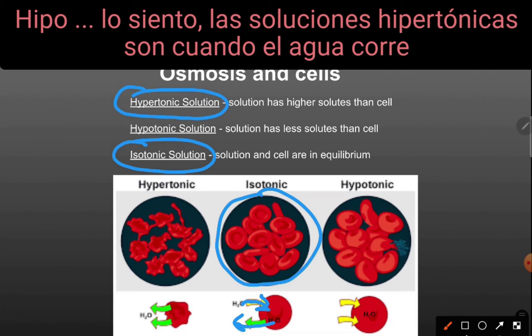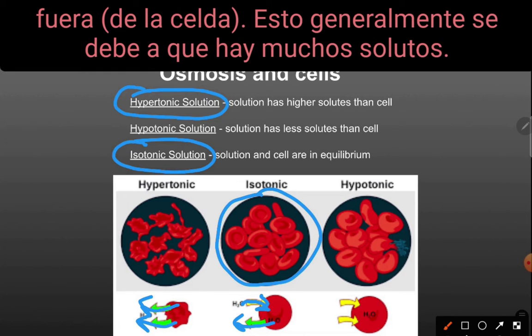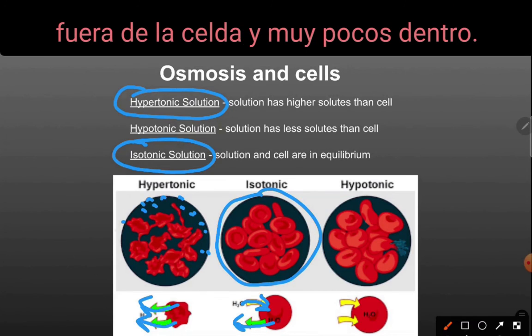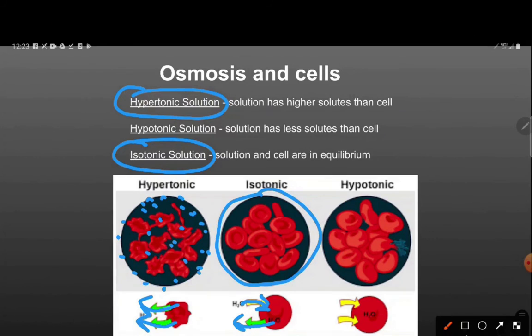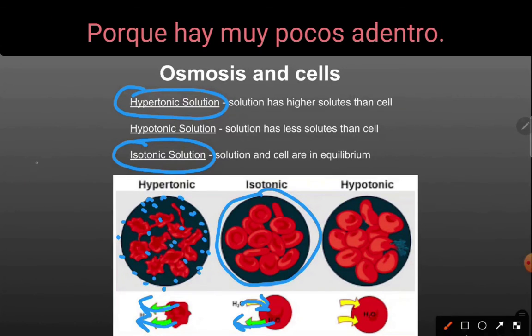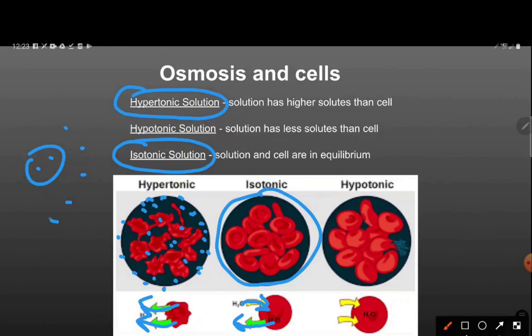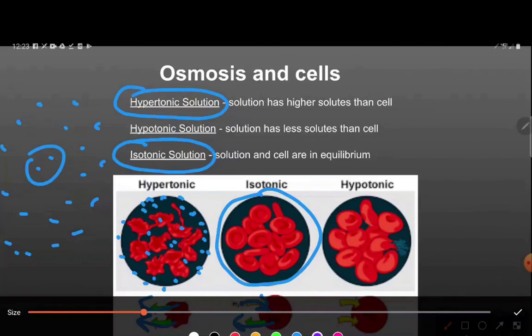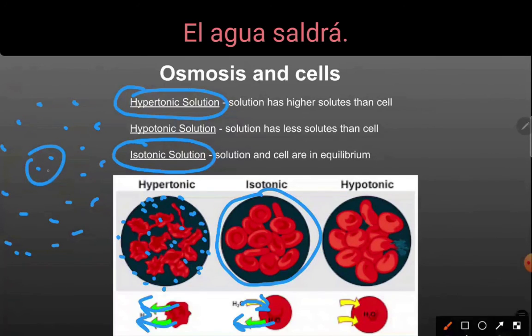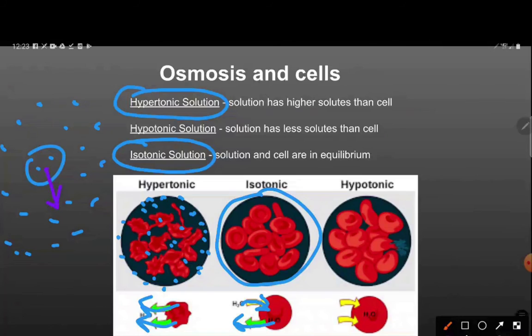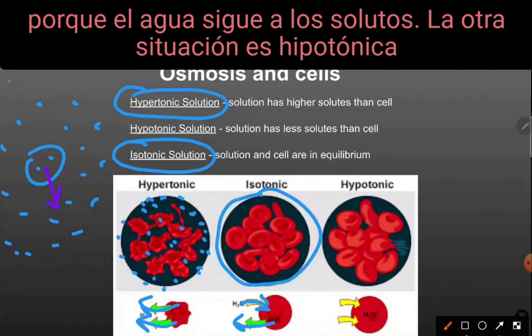Hypertonic solutions is when water rushes out. This is generally because there are lots of solutes outside of the cell and very few inside. Because there are very few inside, water will move out, because water follows solutes.